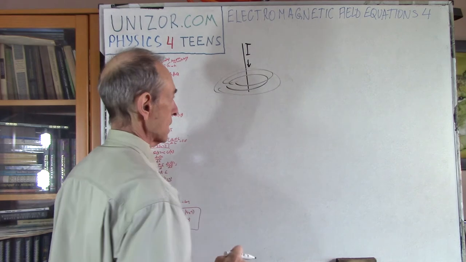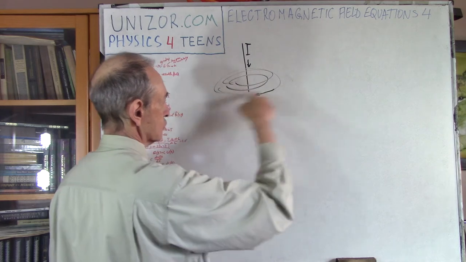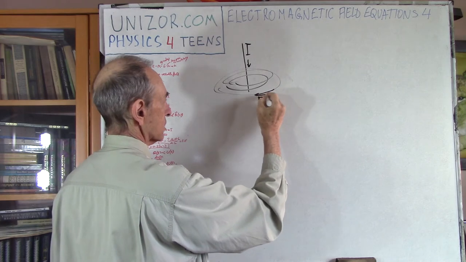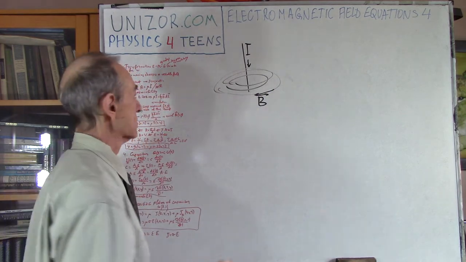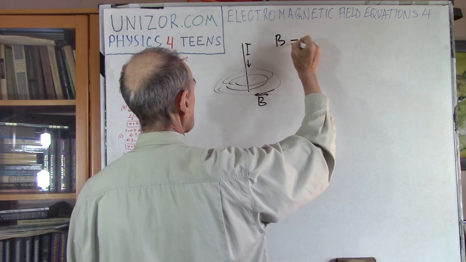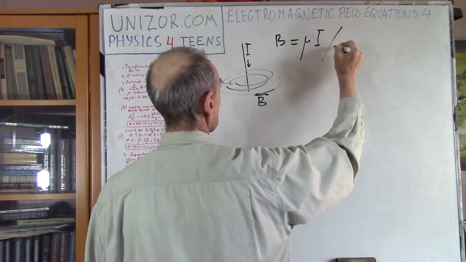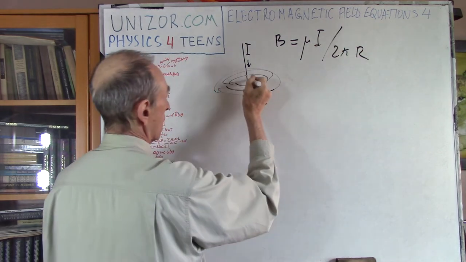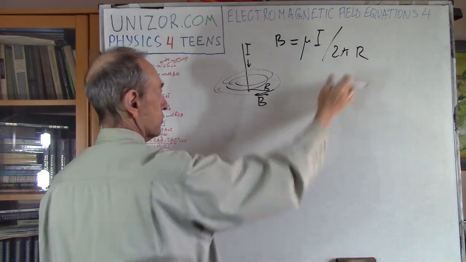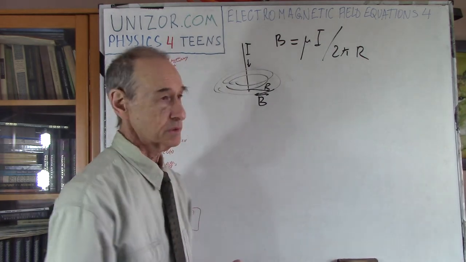If this is, let's say, the direction of the current, then the tangent to this circle would be the vector of magnetic field intensity, and the relation is that magnetic field intensity equals, I'm talking about absolute value, mu I divided by 2 pi r, where r is radius. So the further we are, obviously, the weaker will be the magnetic field.